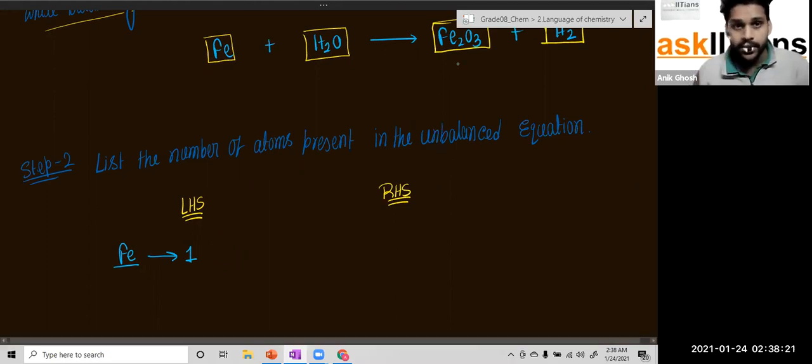Just look into it. There is only one atom, and here you can see Fe2. Fe2, what does it mean? It means two Fe's are there. Okay, so on the right side, there are two iron atoms.